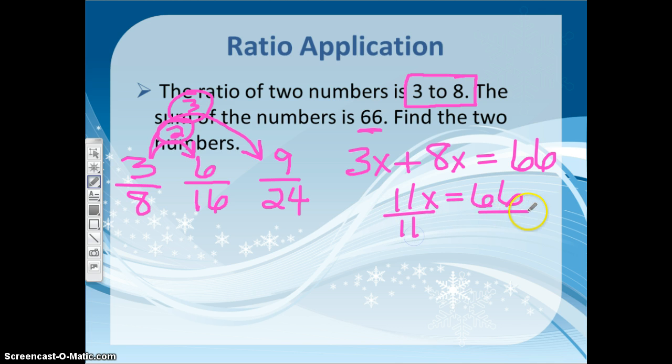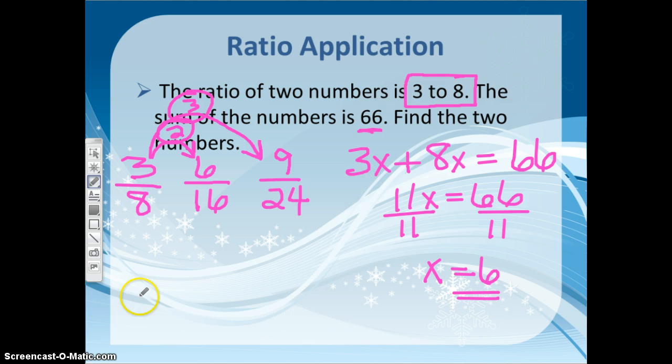I want to isolate x. So x is equal to 6. Now that's not our answer. One of the numbers does not necessarily equal 6. Remember, this is the multiplication factor. Our ratio of 3 to 8 needs to get multiplied 6 times to be able to equal 66.